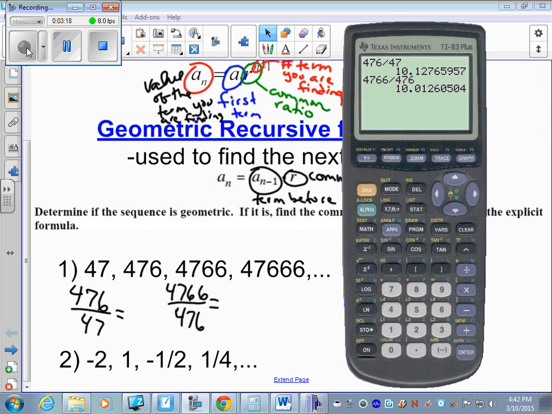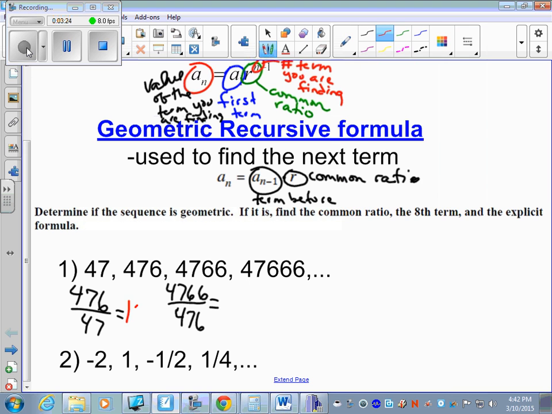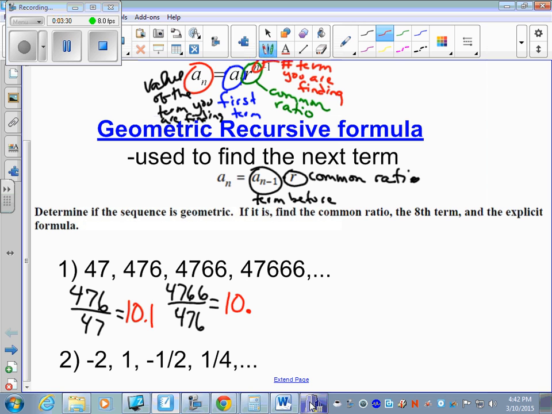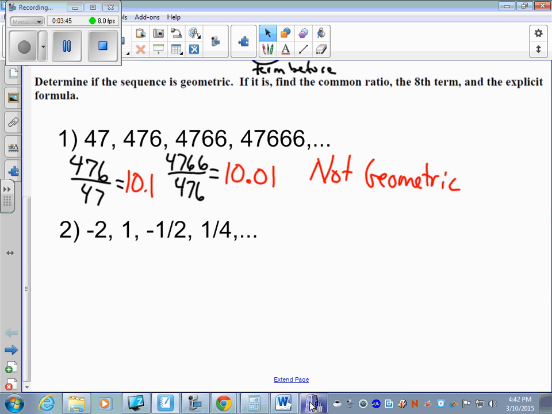As you see here, I did both of them on the calculator, and we get 10.1 and 10.01. Those are not the same. Therefore, this is not geometric. It's just a sequence of numbers, and we don't have to do anything else on this problem. It'd be nice if all the problems were like that. Unfortunately, they're not. So we'll go on to number 2.